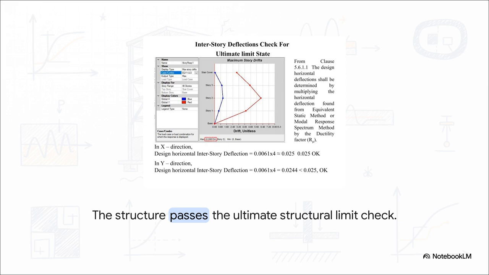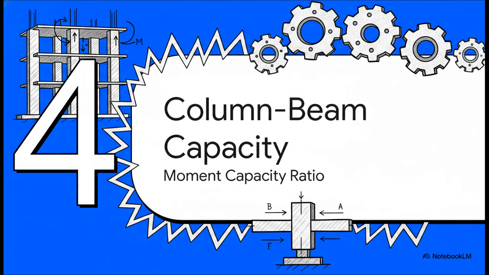And in the Y direction, it calculates out to 0.0244, which is safely below the threshold. That means our frame passes the ultimate structural check. The building is going to stand. Next up, Section 4, Column Beam Capacity Checks.